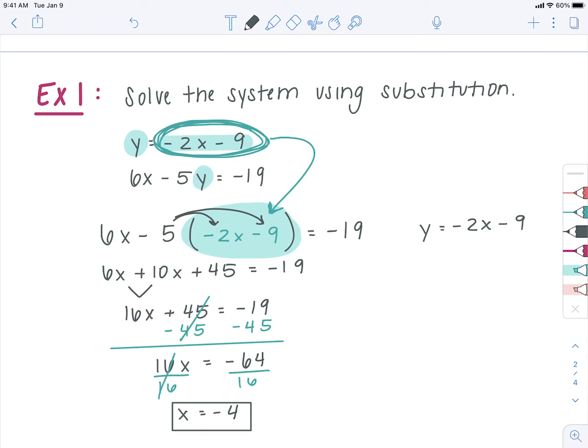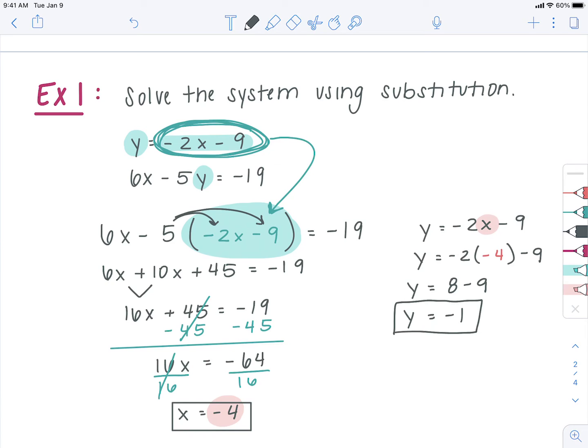And then where I had my x, I'm going to replace it with a -4 since I know x is -4. So I'm going to end up with y equals -2 times -4 minus 9. And then I'm just going to simplify. So I get y equals -2 times -4 is 8, minus 9. So y equals 8 minus 9 is -1.